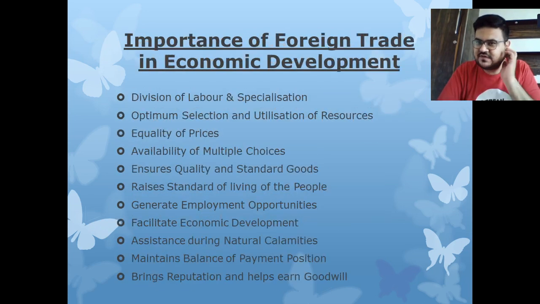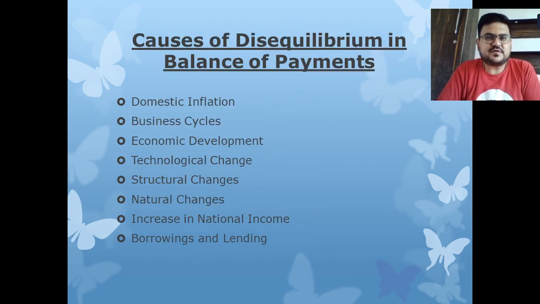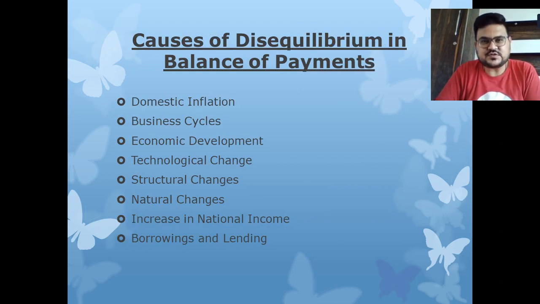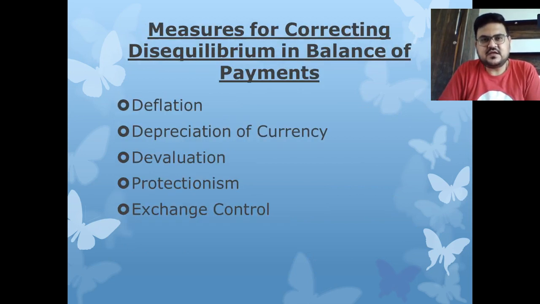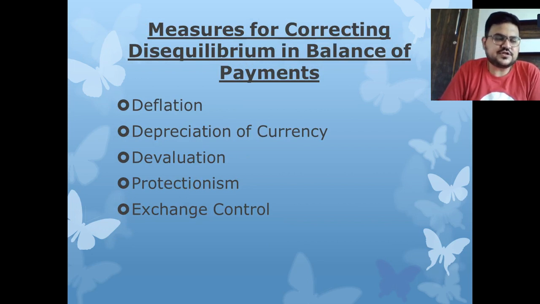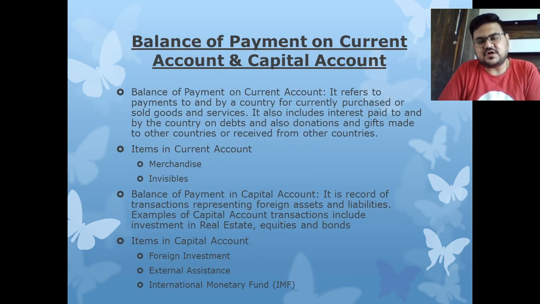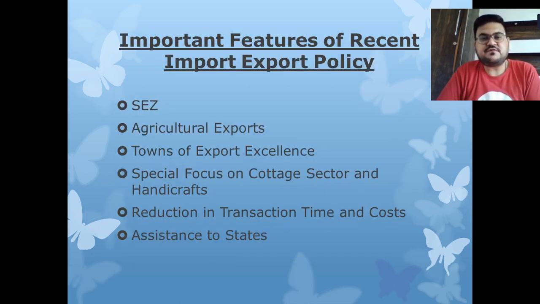I'll quickly run through what we have discussed so far in this chapter on foreign trade and balance of payment. We understood the causes of disequilibrium in balance of payments, and we also saw the measures for correcting it, such as deflation, depreciation of a country's currency, and devaluation. Then we saw why foreign trade is important in economic development, what balance of payment on current account and on capital account are, and the important features of the recent import export policy, including the introduction of SEZ, reduction in transaction time and cost, and assistance to states.